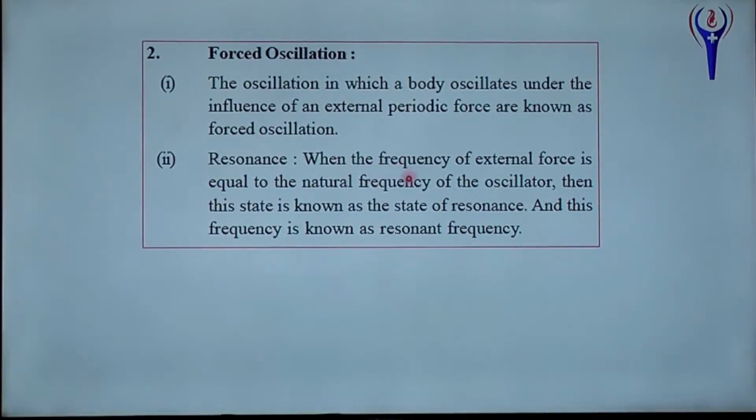Resonance. When the frequency of the external force is equal to the natural frequency of the oscillator, then this state is known as resonance state. Okay, when the frequency of the external force and the frequency of the oscillator are equal, that is called resonance. During resonance, it will start to oscillate with maximum amplitude. Okay, maximum amplitude. And this frequency is known as resonant frequency. Okay.